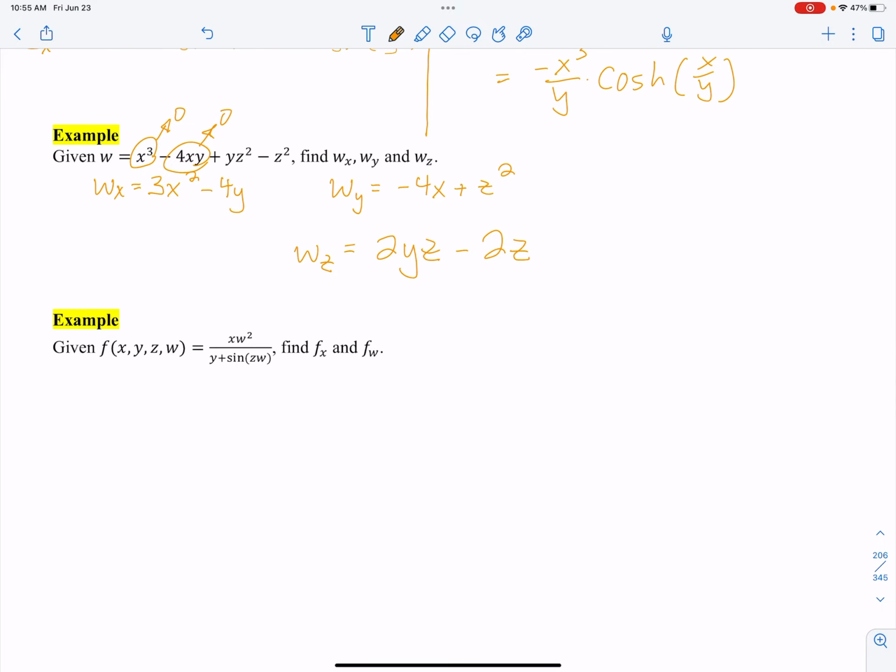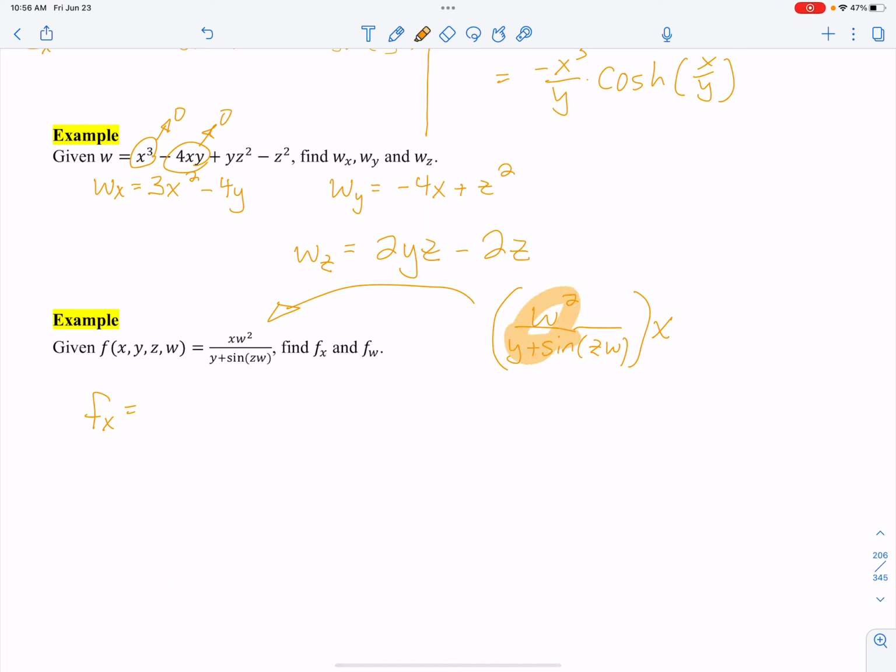All right, now we have x, y, z, and w. And we're only going to do a few of these. I'm not going to do all 4, but we could do it 4 ways. Okay, fx. All right, it's going to take a little bit of work. Actually, this one is deceptively easy. Okay, I'm going to rewrite this whole thing as xw squared over y plus sine of zw. Notice that that is the same thing, just really bad handwriting there.